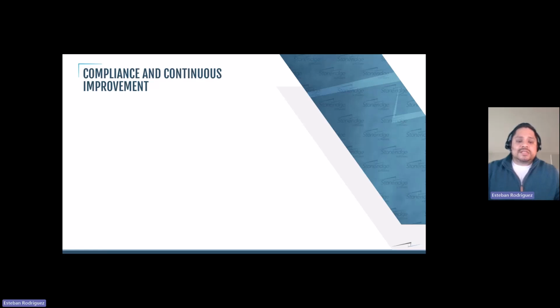As we continue from our focus on data governance, let's turn our attention to the twin pillars that ensure your data not only serves you today, but also adapts and excels tomorrow: compliance and continuous improvement. Compliance and data governance is not merely a regulatory requirement, it's a fundamental aspect of your operational integrity. It ensures that your data management practices align with ethical standards and safeguard your stakeholders' interests.